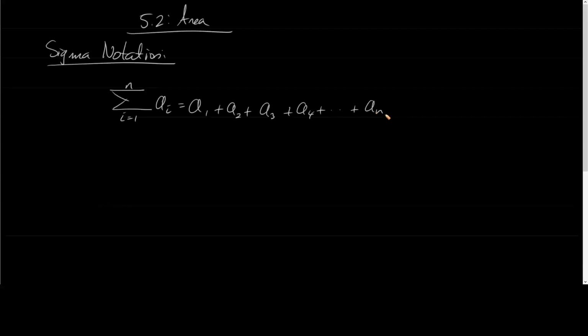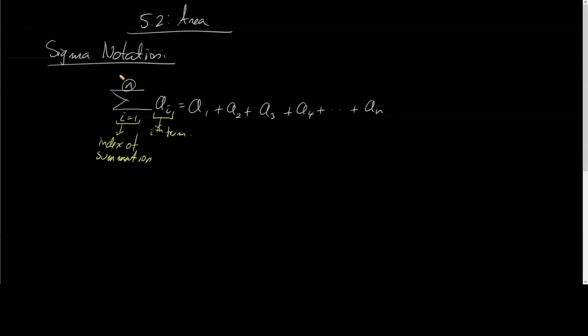In here, we have a couple of different things. This i is our index of summation. The i itself represents the values we're plugging in, from 1 to n. This a sub i represents the ith term of the summation.